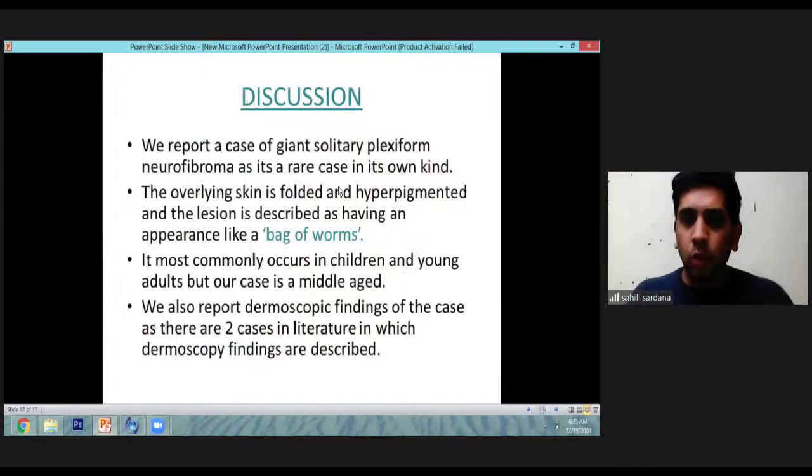So in the end, to conclude, we report a case of giant solitary plexiform neurofibroma as it's a rare case in its own kind. It is usually found in the adult population, in young adults and the children, and it's very, very rare in 50 plus patients. The overlying skin was folded and hyperpigmented, and the lesion is described as having an appearance like a bag of worms. We also report dermoscopic finding of the case, as there are only 2 cases in literature in which dermoscopic findings are described. Thank you.